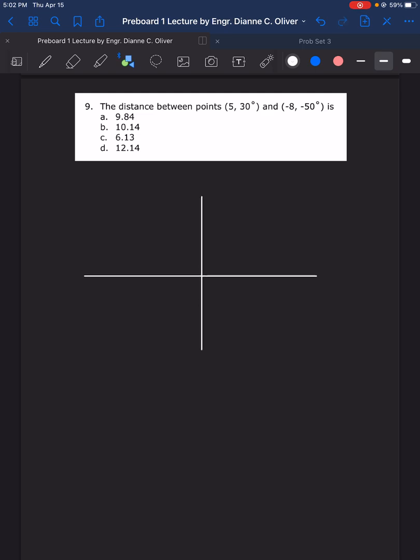Okay, x and y axis. So we have here the first point, 5, 30 degrees. That means it is a line having 30 degrees with the x-axis and the length is 5 units. So say it's here. So this is 30 degrees and then 5 units, the length of the line. The second one is negative 8, negative 50 degrees. What do we mean by the negative 50 degrees? So instead of going counterclockwise, just as we did with the first line here, the line will go clockwise, opposite that direction.